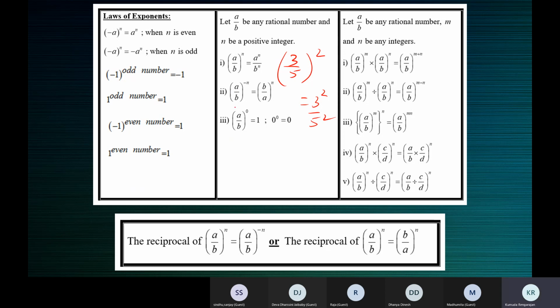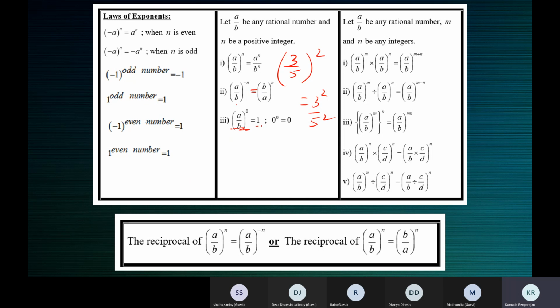The next one is (a/b) to a negative power. That is, the base is raised to a negative power and you want to make it positive. When you have to write the equivalent of something, you should make both the changes. a by b becomes b by a, the reciprocal, and the negative of the power, minus n, becomes plus n. Now they are the same, because you have made both the changes. a by b becomes b by a, minus n becomes plus n. So now these two are the same. (a/b) to the power minus n is the same as (b/a) to the power n.